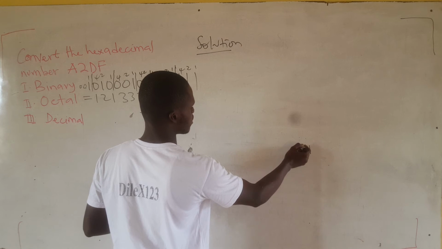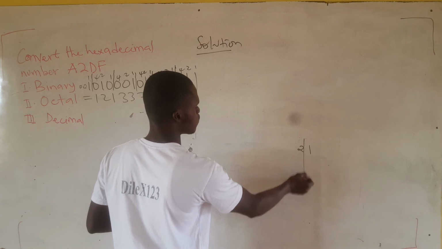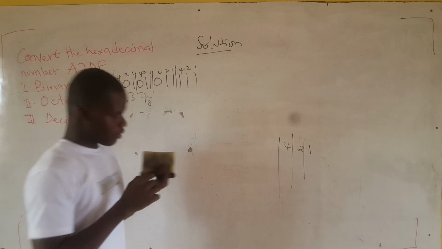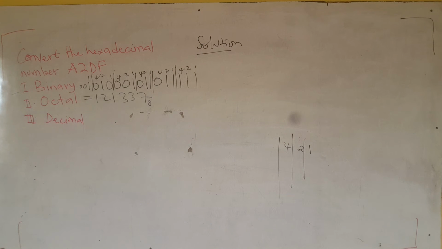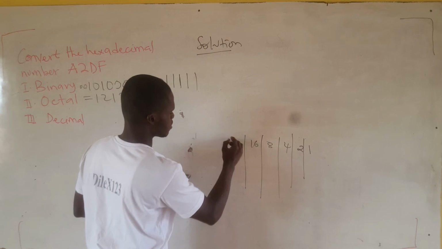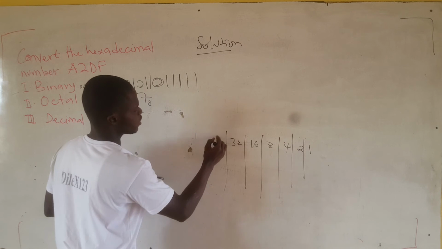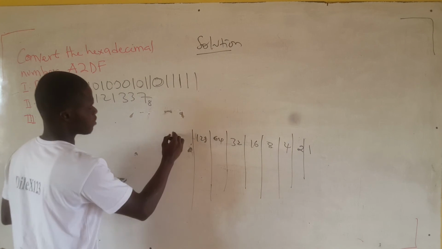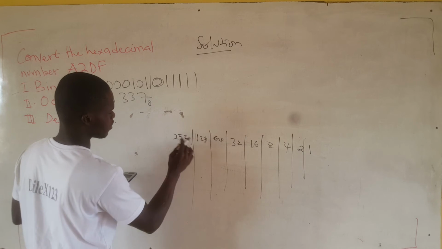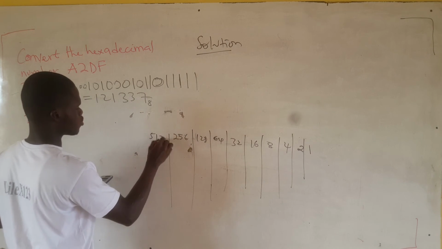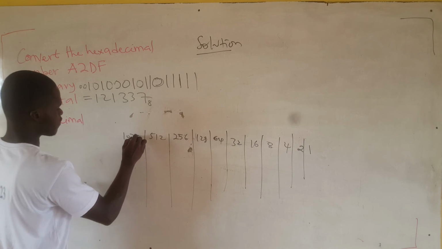So we have 1, 2, 4. Okay, so we have 16. We multiply 16 by 2, we have 32. Times 2 is 64. Times 2 is 128. Times 2 is 256. Times 2 is 512. Times 2 is 1024.